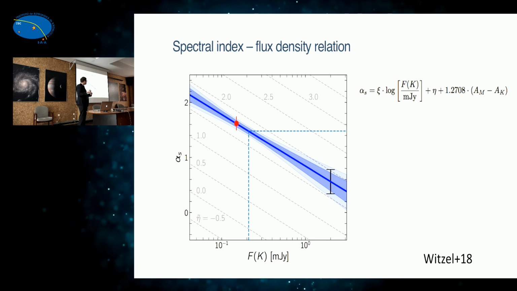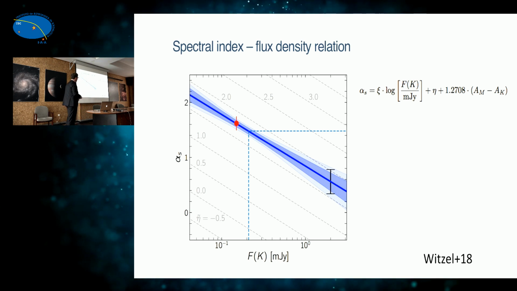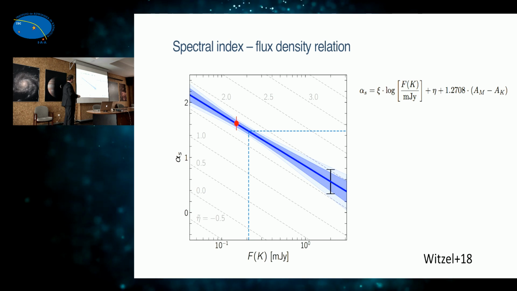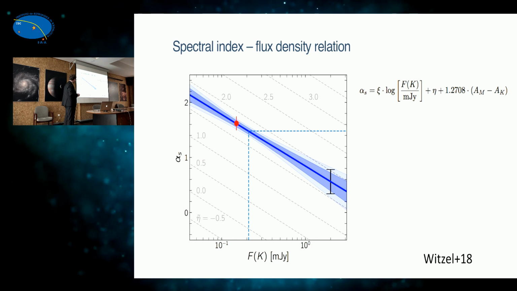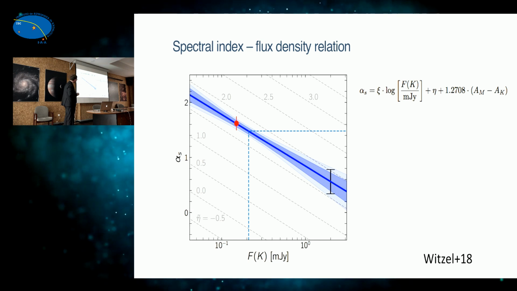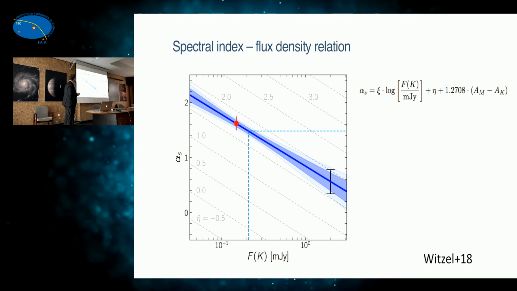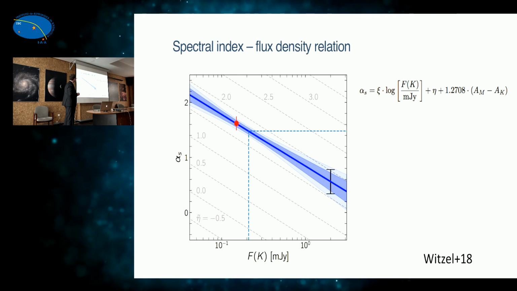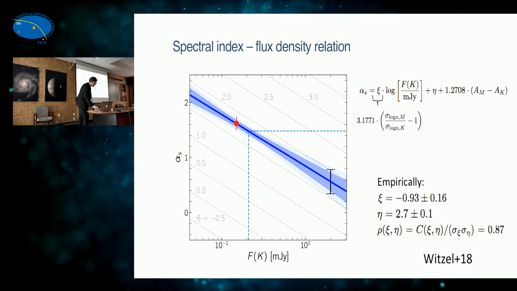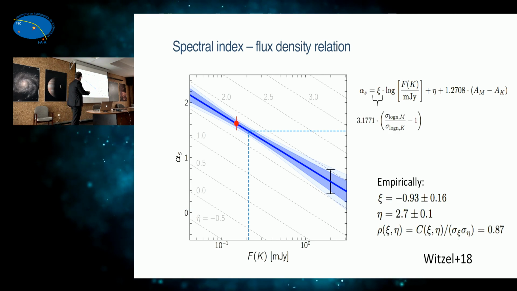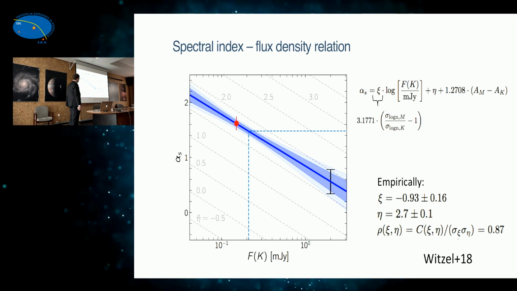If you do this, you have actually an equation with which you can, from the log normal parameters, describe the spectral index as a function of K-band flux density. If you do so, you will find it's a linear function of the logarithm of flux density. Now, the interesting thing is that the empirical value for this is only dependent on the sigmas of the log normal distribution, and you will find an empirical value of minus 9.3.